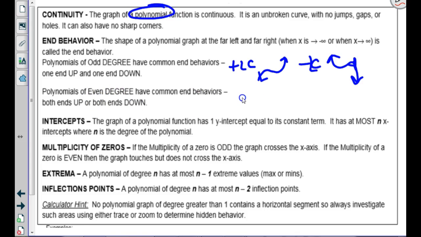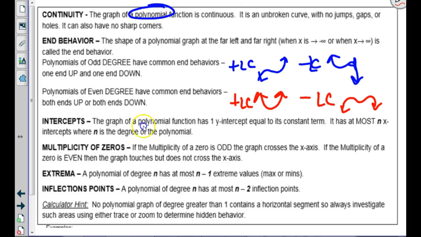How could you tell? What would make both ends go down? Negative leading coefficient would make both ends go down. Positive leading coefficient would make both ends go up, and it might have loop-de-loops and it might not.